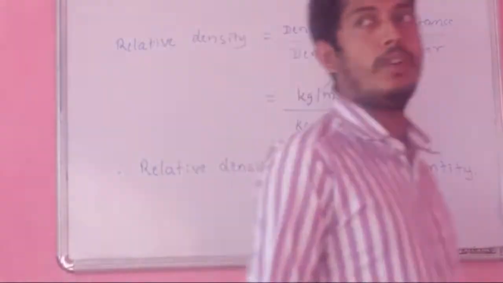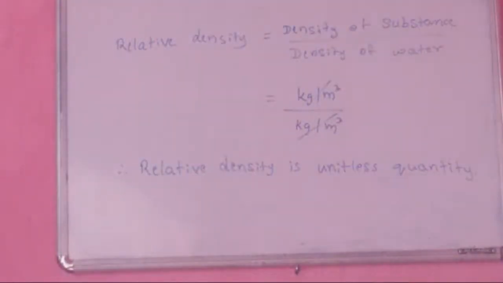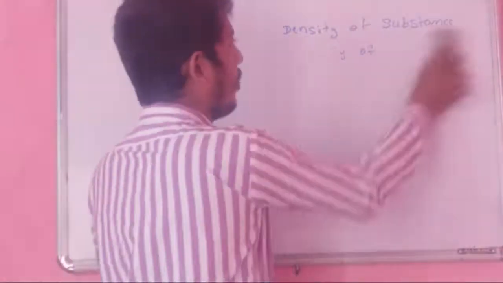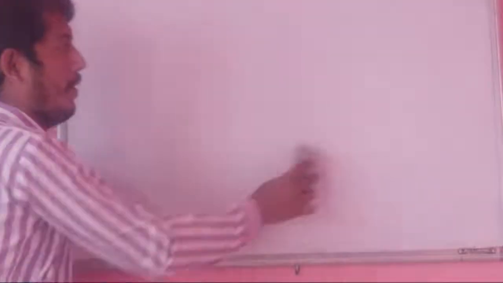Relative density is a unitless quantity. Okay, just remember this point. If you wrote relative density equals 5 kg per meter cube, then your answer is wrong, because relative density is a unitless quantity. Okay, based on this formula and this unit, we will solve one problem, a very simple one.